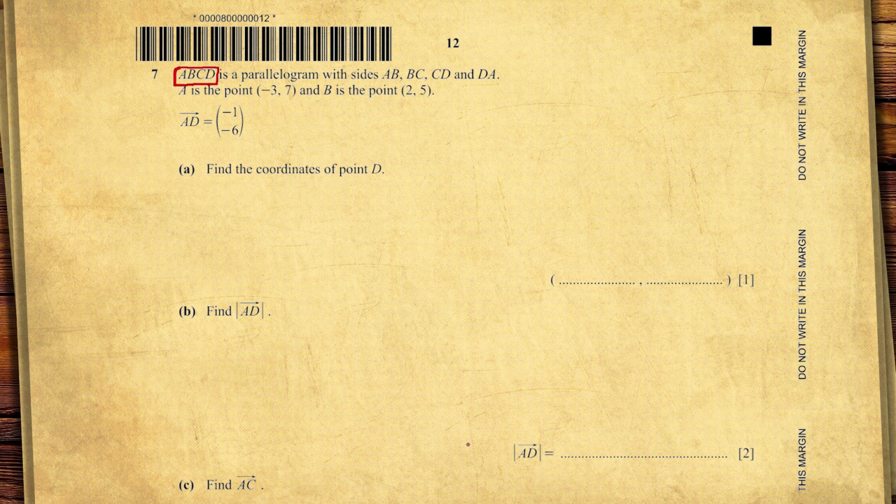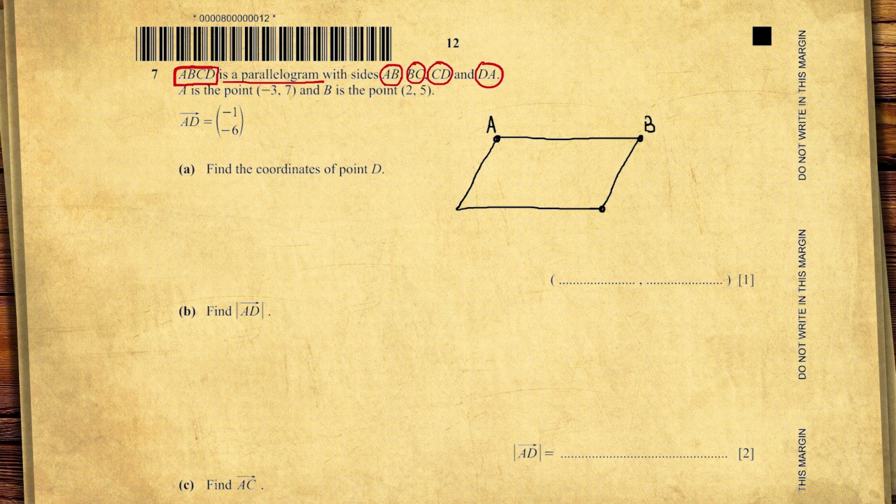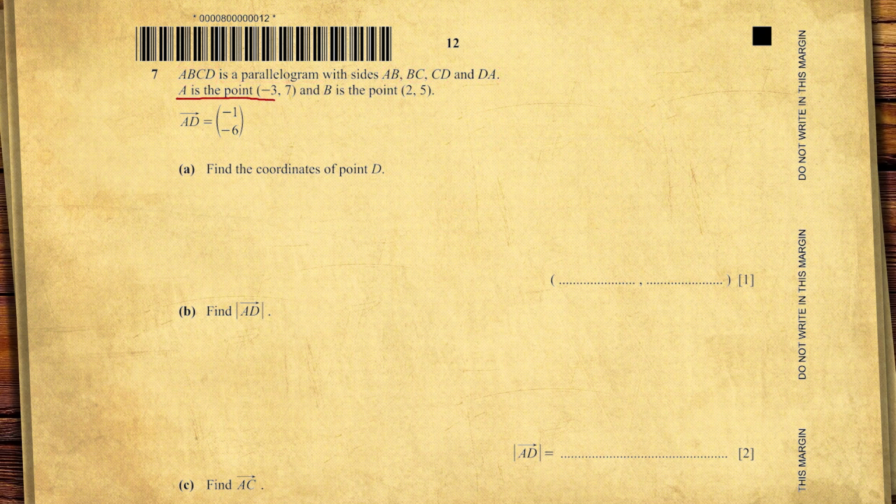The question says ABCD is a parallelogram with sides AB, BC, CD and DA. So the question is talking about a parallelogram whose vertices are A, B, C and D. The coordinates of point A are (-3, 7) and the coordinates of point B are (2, 5). And the question gives a vector AD. The starting point of the vector AD is A and the ending point is D. So the vector AD, that starts from point A and goes to point D, is (-1, -6).